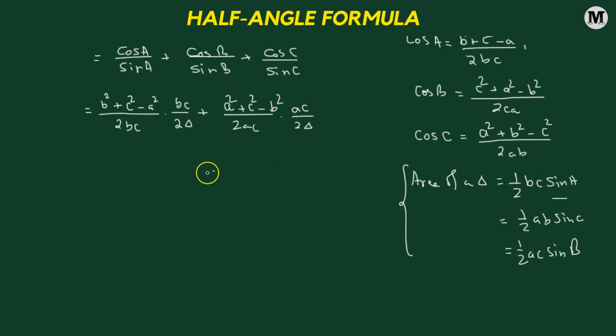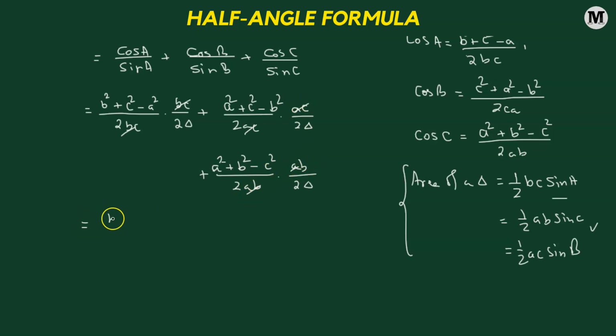And then this is going to be added to cosine of angle C, which is (a squared plus b squared minus c squared) divided by 2ab. Now in place of sine of C, we're going to use this formula, and this is going to give us ab over 2 delta. Now let's try to simplify this. Here we can factor out bc from the numerator and the denominator, ac gets factored out, and ab gets factored out.